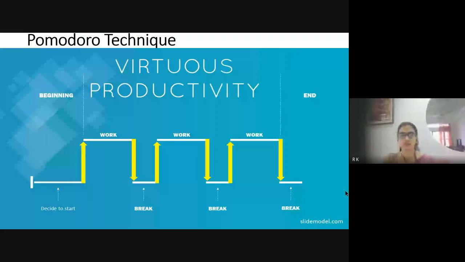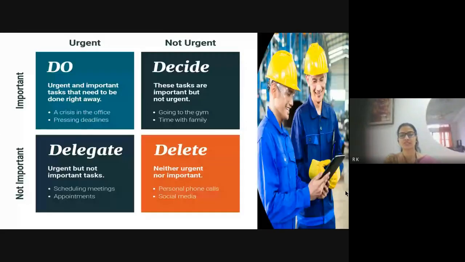The third one is called the Eisenhower matrix. I will show you. This is the matrix, which we have already discussed in the first part. Urgent, not urgent. Important, not important. We have 4 quadrants. If it is more urgent and more important, do it immediately, right now. Urgent and important tasks need to be done right away.